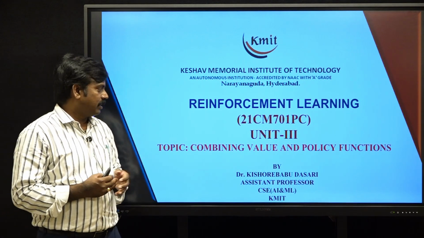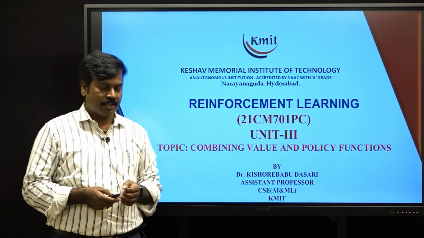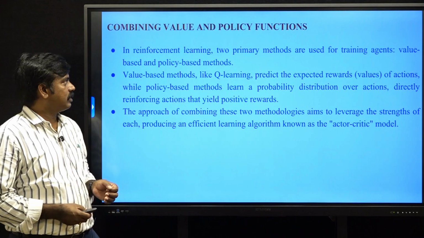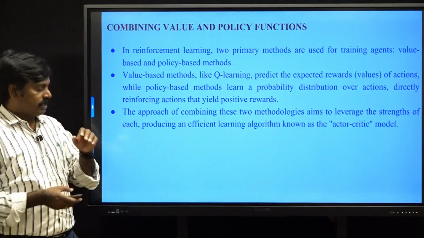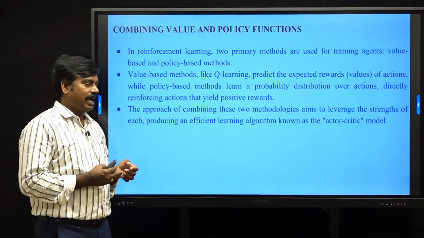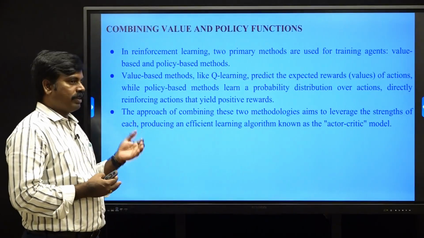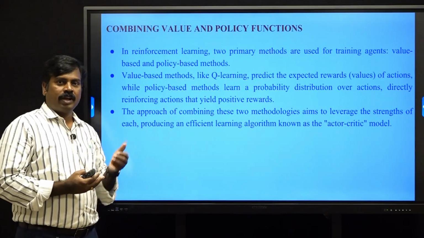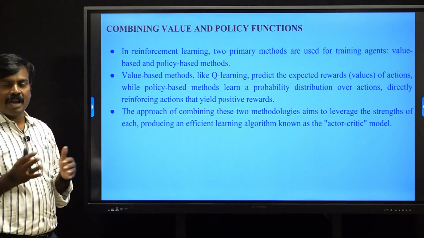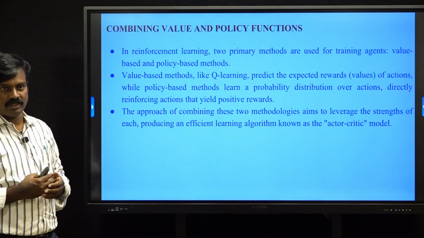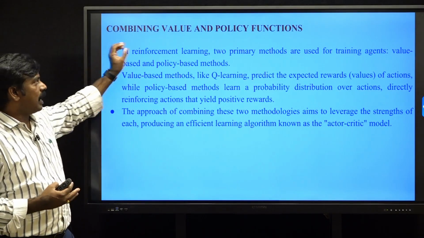Welcome back to reinforcement learning. In this session I will explain combining the value and policy functions. The value function selects the best actions based on the state and the state-action pairs; we use the value function and the Q value function. The policy function is the mapping between the states and the actions and their rewards. In reinforcement learning, we combine the value and the policy function.